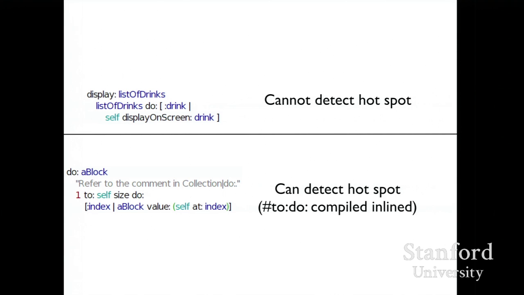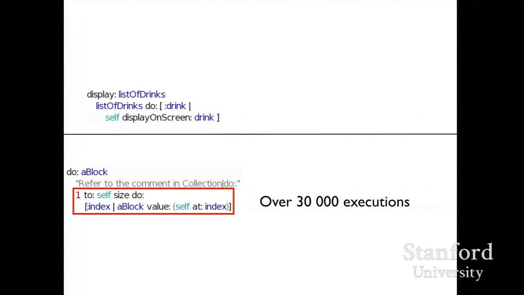So the thing is, due to our design, the method display cannot detect a hotspot because it doesn't have any branch. But the method do has the to-do method, which is similar to for in a for loop in conventional language, and it has a branch to escape the loop. So this method can actually detect a hotspot on the escaping branch. So if we execute that over 30,000 times, the virtual machine.